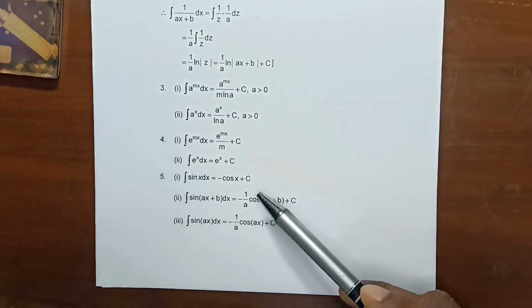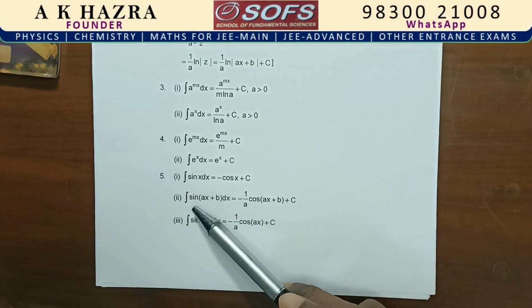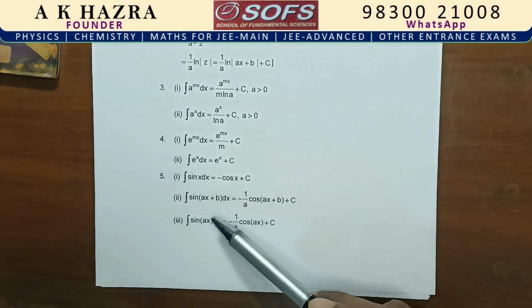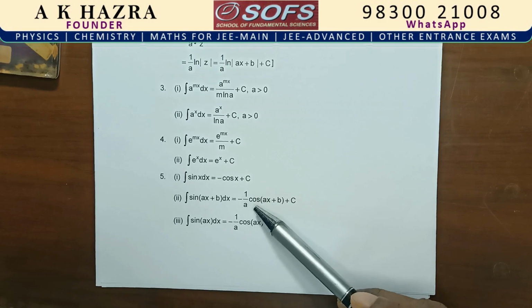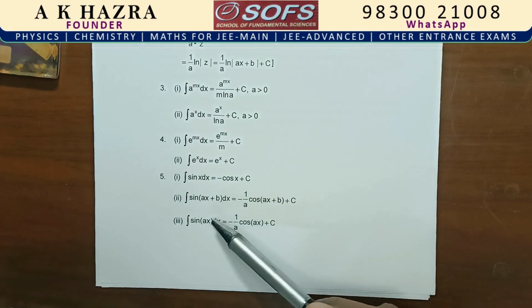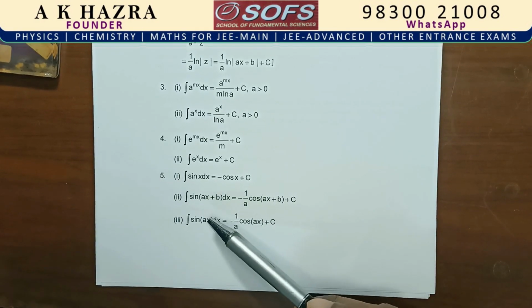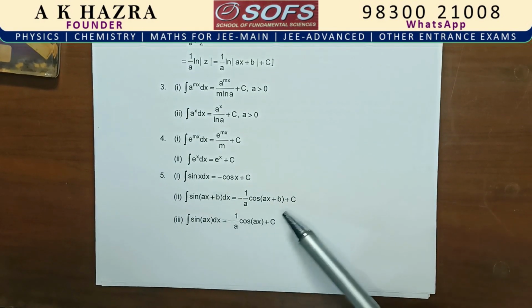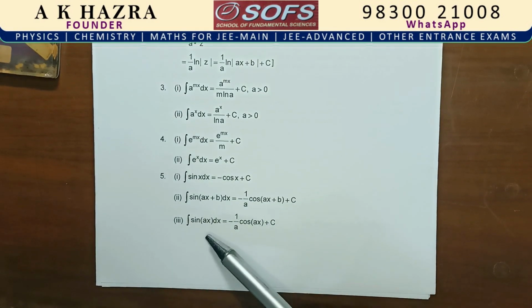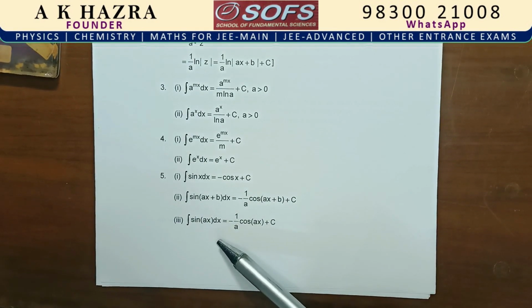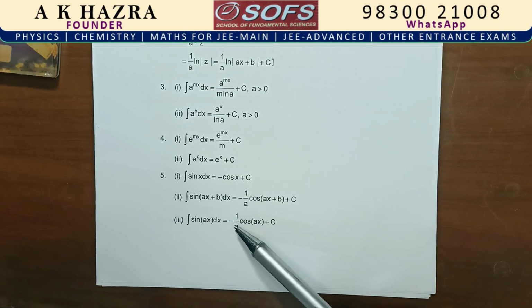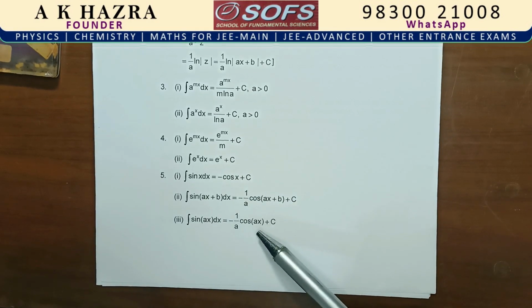differentiate minus cos x plus c, you will have sin x. See the integration constant. Similarly, if you have sin of ax plus b, same as before, minus 1 by a cos of ax plus b plus c. You see the coefficient of x is divided here. Similarly, by putting z is equal to ax plus b, we can establish the result. Similarly, if you have sin ax dx, that is b is equal to 0 here, so minus 1 by a cos ax plus c.